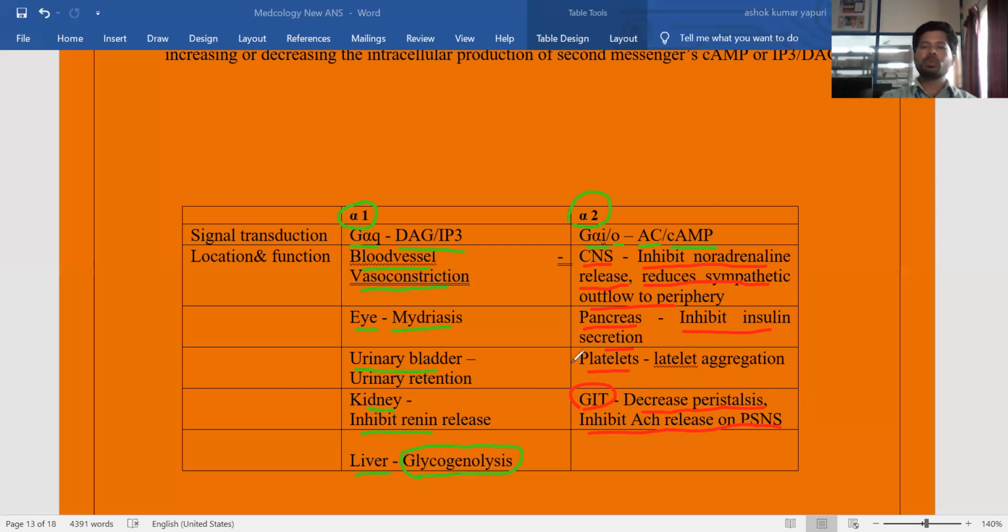So this is a simple description regarding the alpha adrenergic receptors.